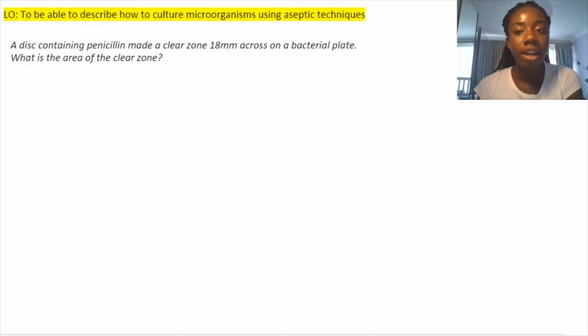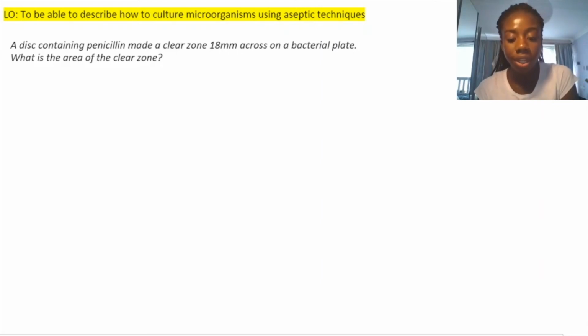This is our first worked example question for culturing microorganisms. A disc containing penicillin made a clear zone 80 millimeters across on a bacterial plate. What is the area of the clear zone? So in questions where you're not given a diagram, I always find it helpful to draw a quick one out just so I can understand what the question is asking me.